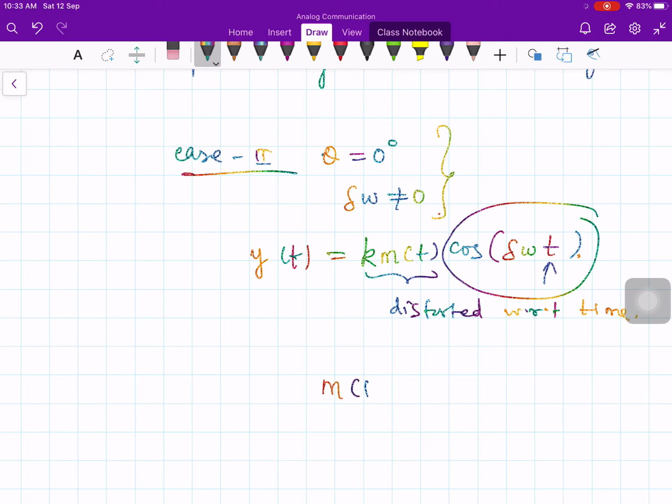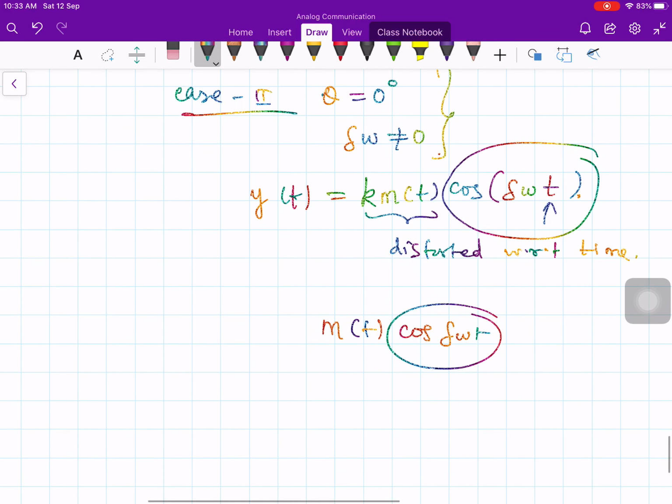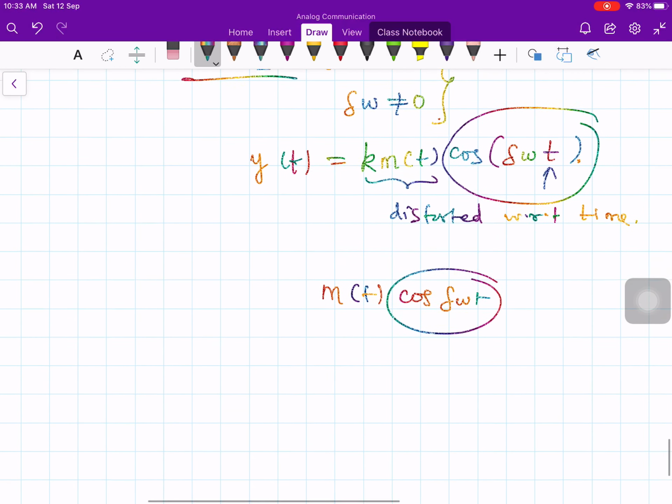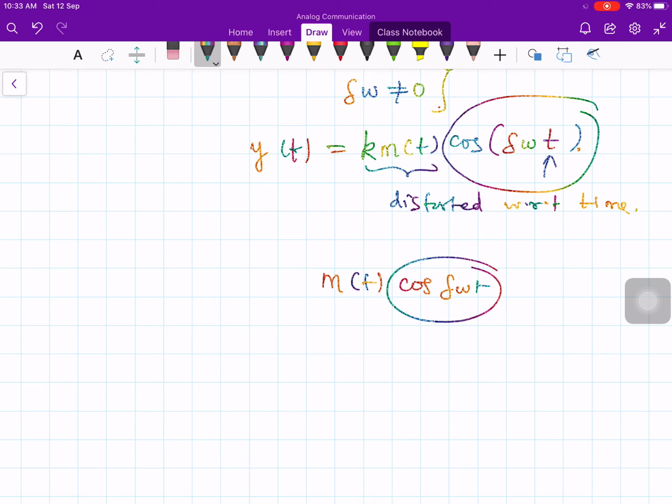Your m of t is being multiplied by another time function, cos delta omega t. So it is the product of two time functions. One is m of t and some additional time function, cos of delta omega t, which is coming in the process again. That we don't want.